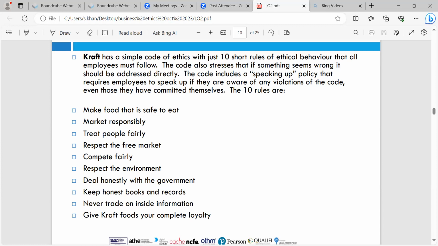The 10 rules are: make food that is safe to eat, market responsibly, treat people fairly, respect the free market, compete fairly, respect the environment, deal honestly with the government, keep honest books and records, never trade on inside information, and give Kraft Foods your complete loyalty. So this is an example of Kraft's code of ethics.